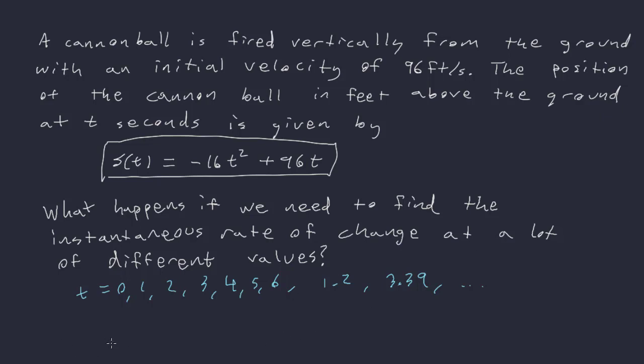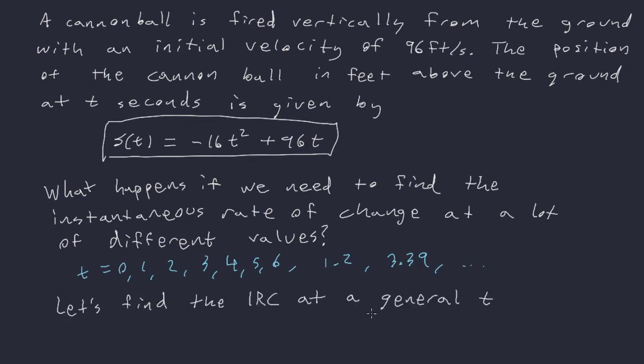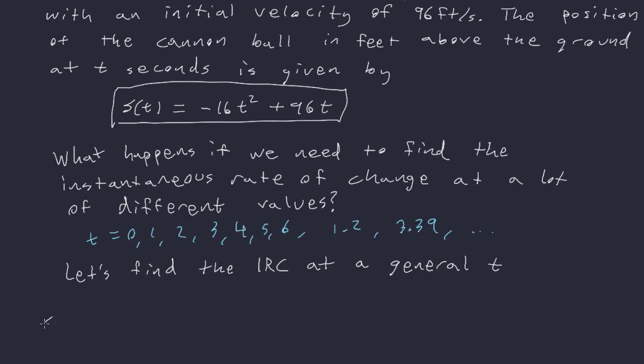I want to find the instantaneous rate of change at any particular a. And since we're using t, I'm instead going to just find the instantaneous rate of change at a general t. So our s prime of t, I'm going to use this one, the limit as h goes to 0 of s of t plus h minus s of t all over h. And here's why I really like this form of the derivative. This is what's called the difference quotient form.